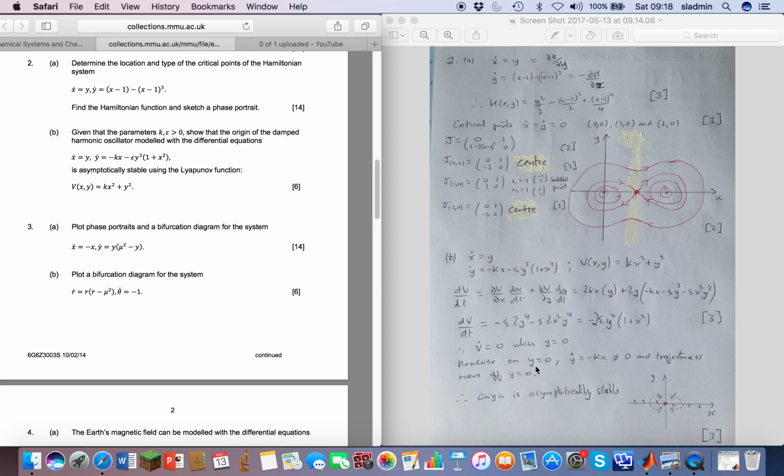However, on y equals 0, if we put y equals 0 into the y dot, then we get y dot is minus kx, which means that if you start on the x-axis, you have to move off. So as soon as you move off the x-axis, you've got to cross the Lyapunov curves inwards. So therefore, this origin is asymptotically stable. And that concludes the solutions for question number 2.